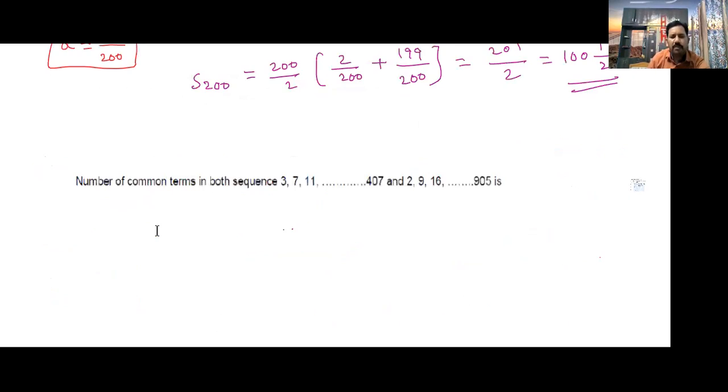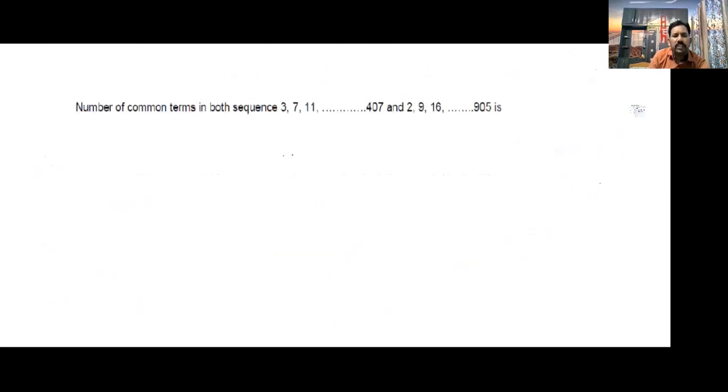Next, I am going to the sixth question. See here, the number of common terms in both the sequences. First sequence, observe that 3, 7, 11. In the sequence, what is the difference? 4. 11 plus 4, 15. 15 plus 4, 19. 19 plus 4, 23. 27, and so on.